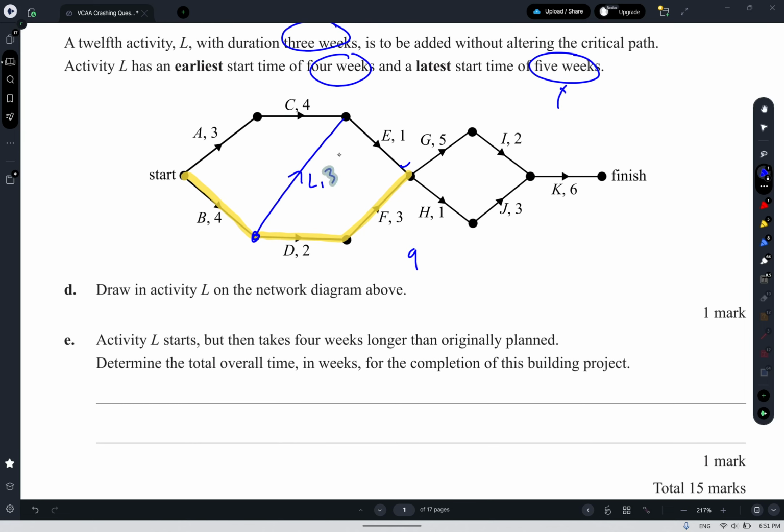So we're going to say it takes 7. We'll leave that original diagram because that was part of what we had to draw for our exam, so we actually won't change that number, but let's pretend it's a 7 for a second. It starts, but takes 4 weeks longer than originally planned. Determine the overall time in weeks for the completion of the building project. If that were to take 7 instead, we're going to look at how that impacts the critical path. It's not going to affect this section on the right hand side. We're just looking at this point here.